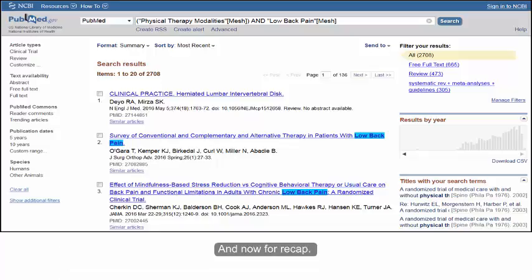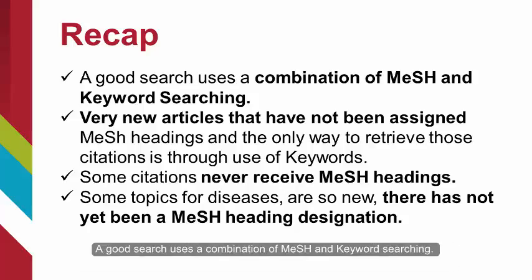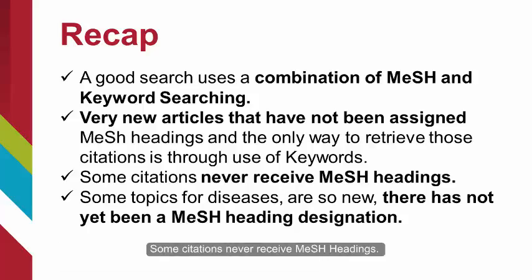And now for a recap. MeSH with headings and subheading combinations and the hierarchical arrangement allows for specific target searching. A good search uses a combination of MeSH and keyword searching. Very new articles may not have been assigned MeSH headings, and the only way to retrieve those citations is through use of keywords. Some citations never receive MeSH headings.